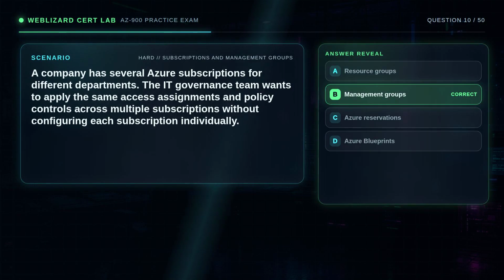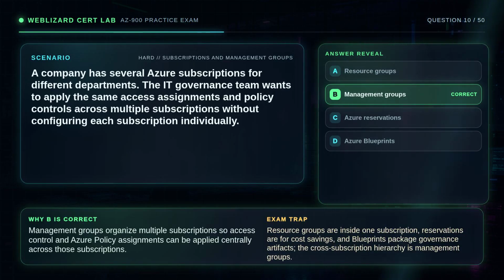The correct answer is B. Management groups. Management groups organize multiple Azure subscriptions into a hierarchy. That lets a governance team apply access control and policy assignments centrally across subscriptions instead of configuring each one individually.